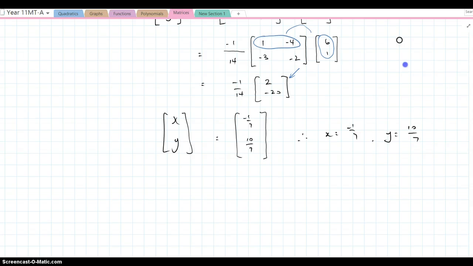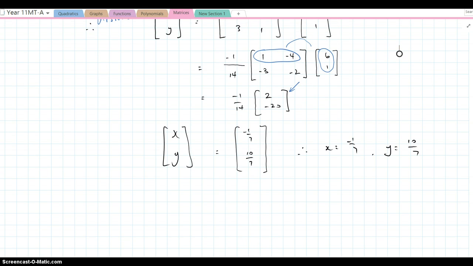What I've asked you to do for homework is to do questions 3B and 3C also. And what you have to do in 3C is line your x's and y's up and get your coefficient matrix on the left-hand side in the right order. So be careful of that. And then I've asked you to do question 3D using your calculator rather than doing it manually.